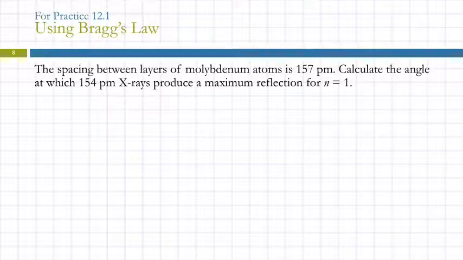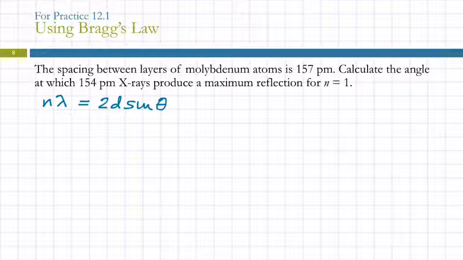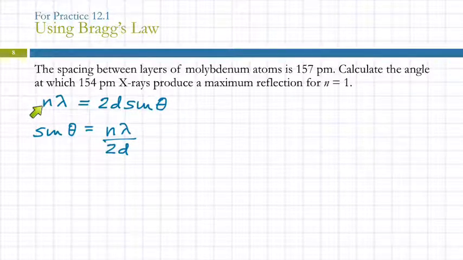So we need Bragg's law. n lambda equals 2d sine of theta. They're asking us to calculate the angle. So we could rearrange this. The sine of theta will equal n lambda over 2d. I just took this equation and divided both sides by 2d. So the sine of theta, sine of the angle, equals this number.